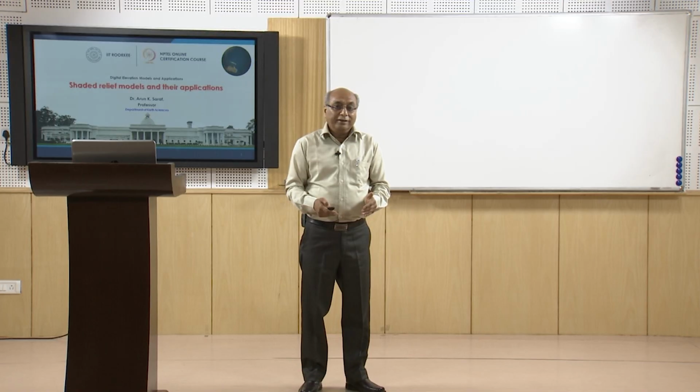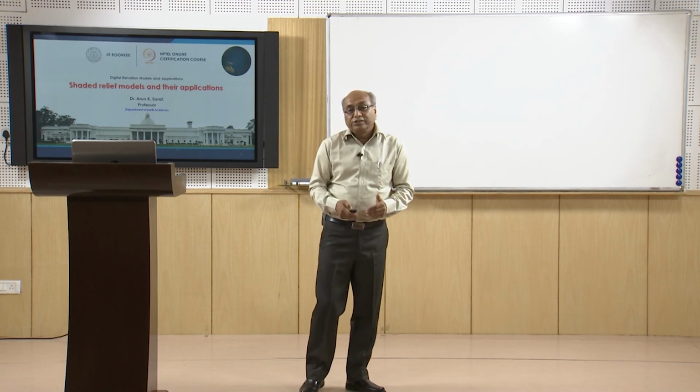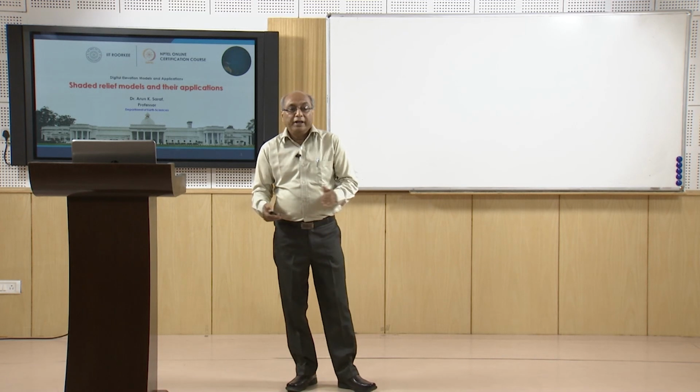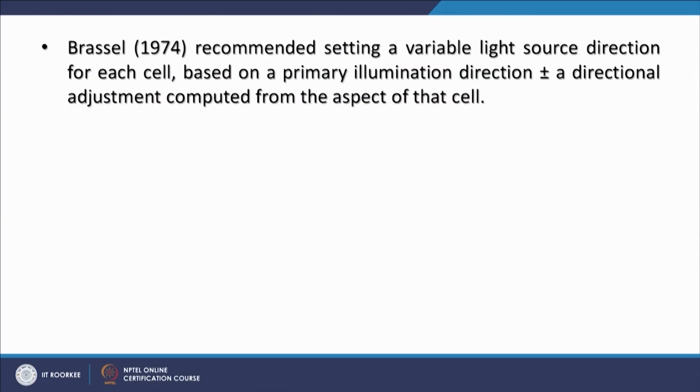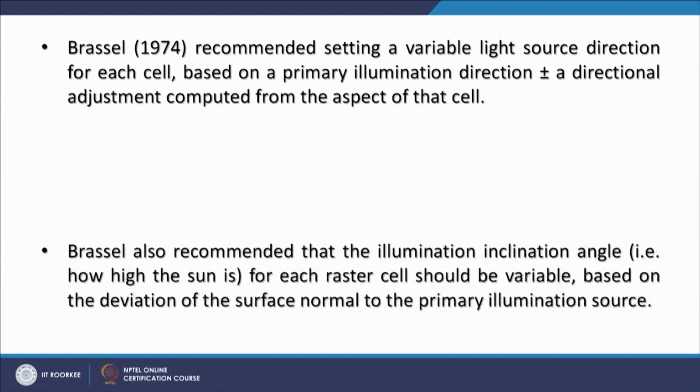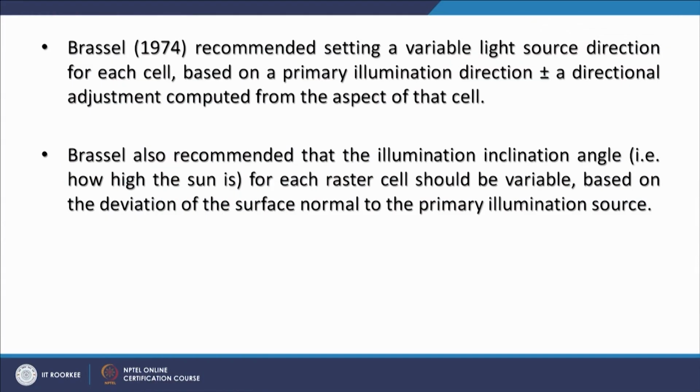In highly rugged terrain, single directional hillshading may not be very good, and that is why this has been developed. Brassel in 1974 recommended setting a variable light source direction for each cell of the input digital elevation model, based on a primary direction plus or minus a directional adjustment computed from the aspect of the cell. Brassel also recommended that the illumination inclination angle, that is the elevation angle, how high the sun is, for each raster cell should be variable.